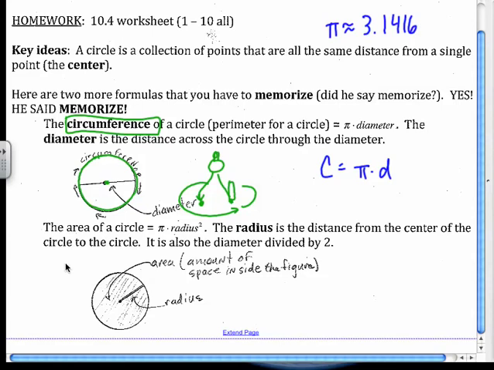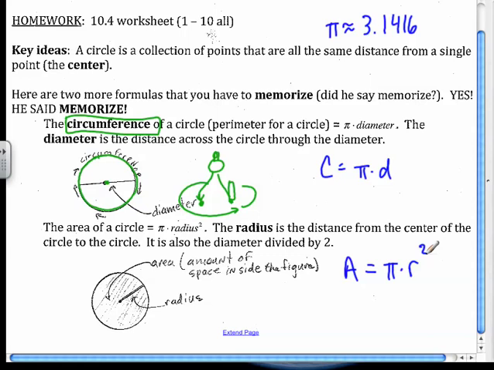Now, for area, the area of a circle, it's going to be pi times the radius squared. Oh, wait, Mr. Cortez, you said something about that the other day. That area is always squared. Yeah, that's right. That's why I told you.